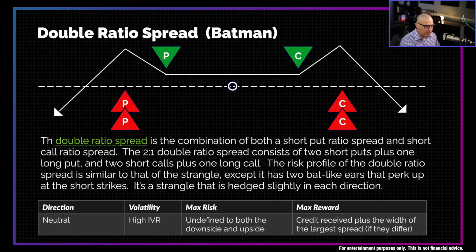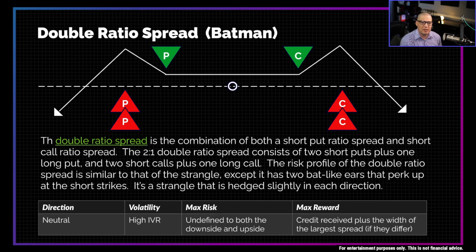Now, one other strategy we do need to briefly talk about is the double ratio spread. What is the double ratio spread? Well, that's the combination of the short put ratio spread and the short call ratio spread. And some people call this the Batman trade. And the reason is the risk profile. It kind of looks like a strangle, except on each end you have a couple of bat ears poking out. So it kind of looks like the Batman logo.